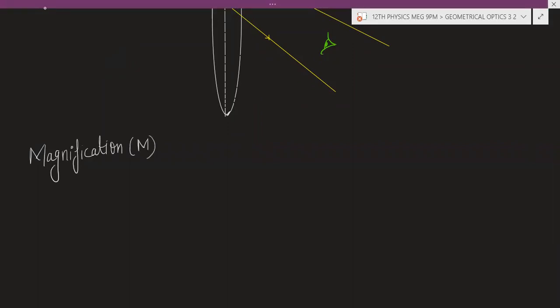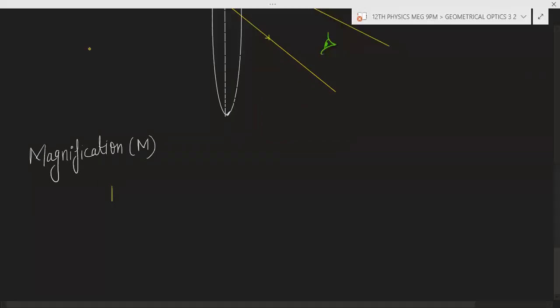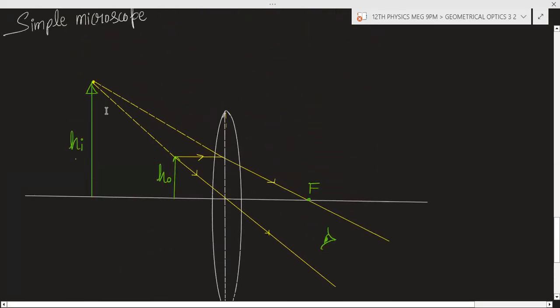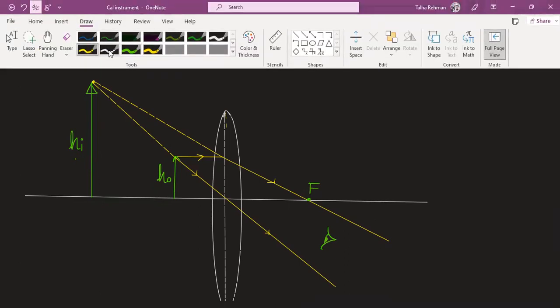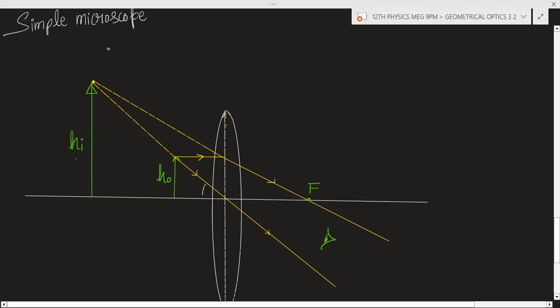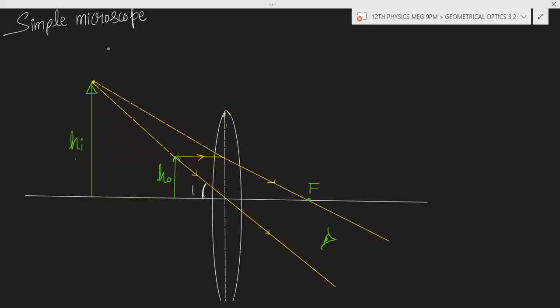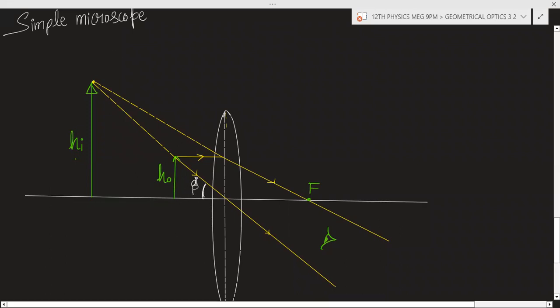What is the formula for the magnification? I told you magnification is equal to beta by alpha: the visual angle subtended by the final image divided by the visual angle when the object is at D. The final image is subtending this much angle, which means this angle. This angle will be beta, because beta is the angle subtended by the final image.